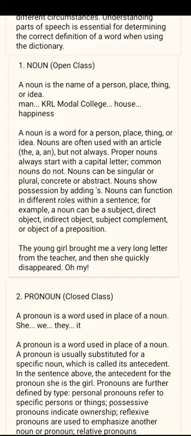Nouns can function in different roles within a sentence. For example, a noun can be a subject, a direct object, an indirect object, a subject complement or object of a preposition. ये various concepts हैं, हर एक की separate detail है जो कि बाद में further आपके साथ share की जाएगी.